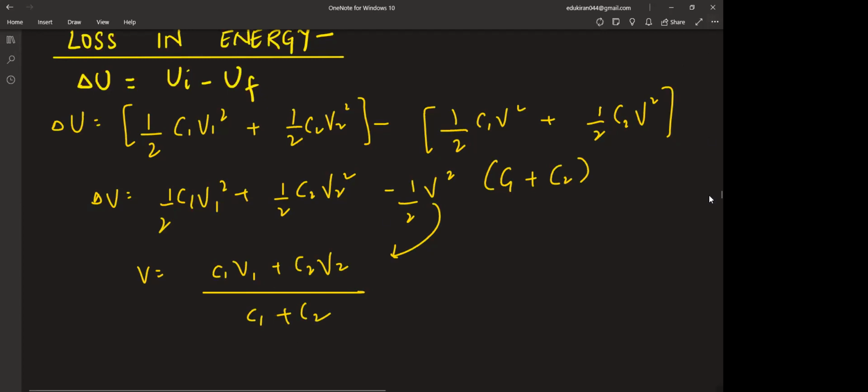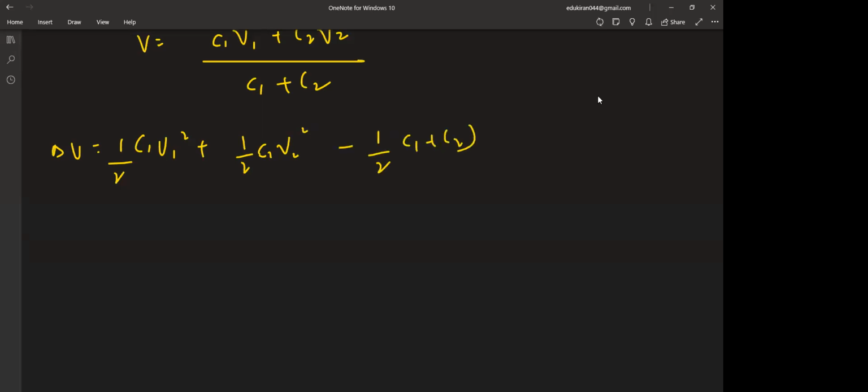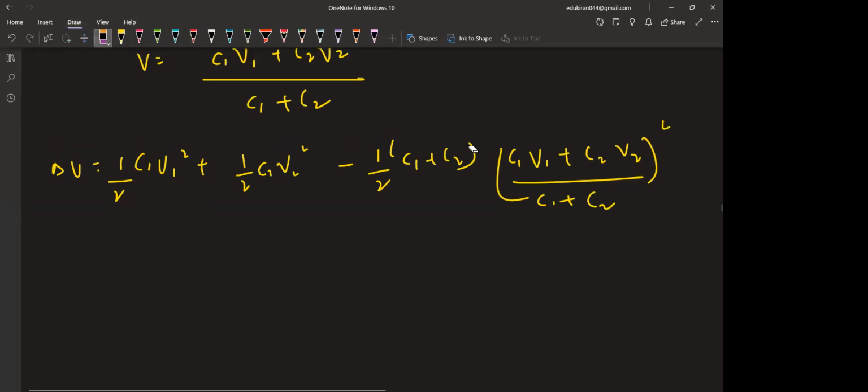If you square this and put it in, delta U will be half C1 V1 square plus half C2 V2 square. This was already there, half of C1 plus C2. Now what we have brought is C1 V1 plus C2 V2 divided by C1 plus C2, their whole square, right? Let me write the numerator and denominator squares separately.